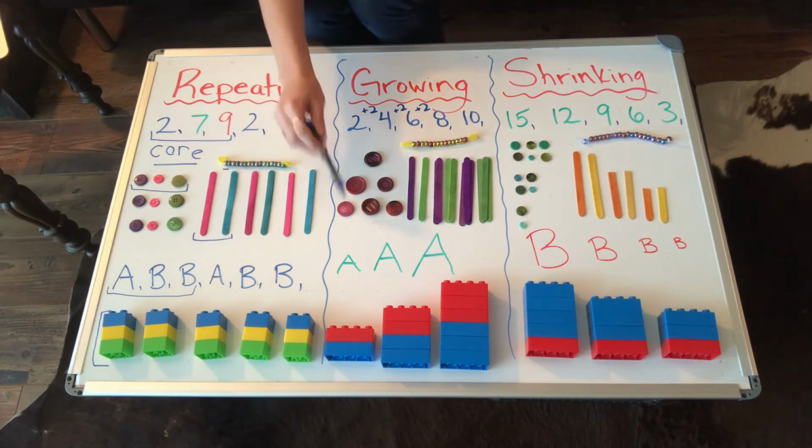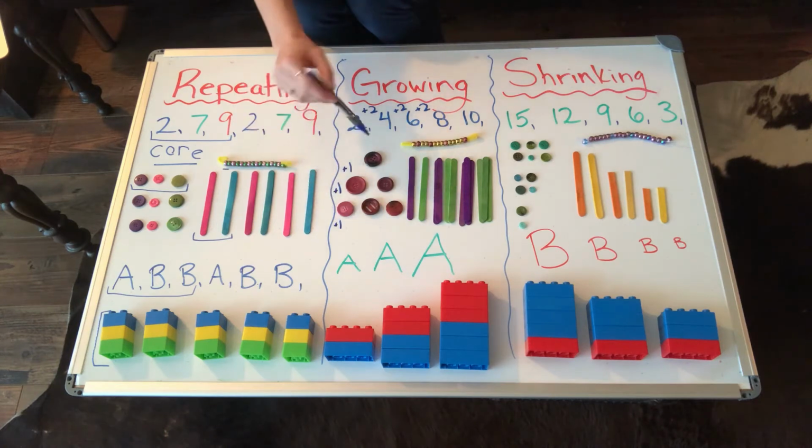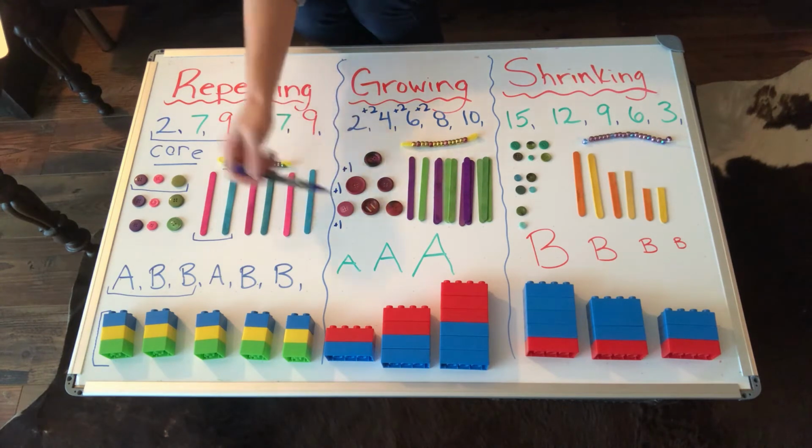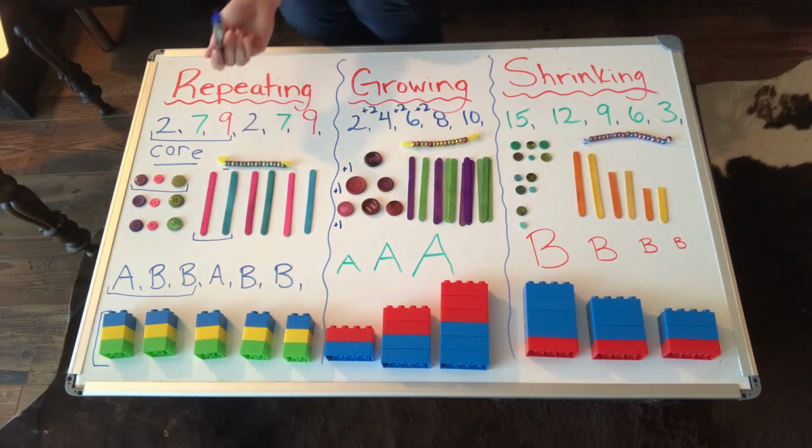Here, we can see that every single time we add +1 button. So each row increases by 1 button. So we have 1 button, 2 buttons, 3 buttons. So we would know that 4 buttons, 5 buttons, 6 buttons comes next.